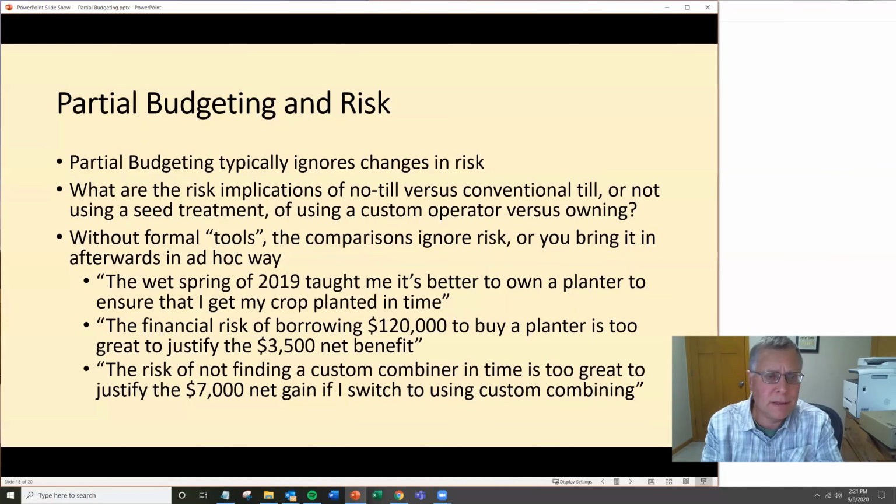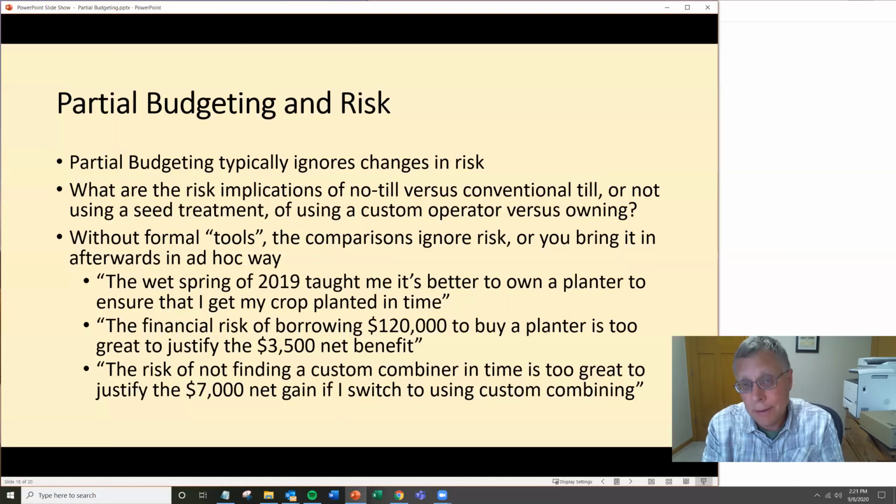Last one, I was thinking about the custom operator versus owning. These last few years, we've had snow in the fall of 2018 that came early, and a lot of corn and soybeans were left out in the fields unharvestable. And the same thing in the wet spring the following spring. We were unable to get the crops in time. A lot of people were late planted.